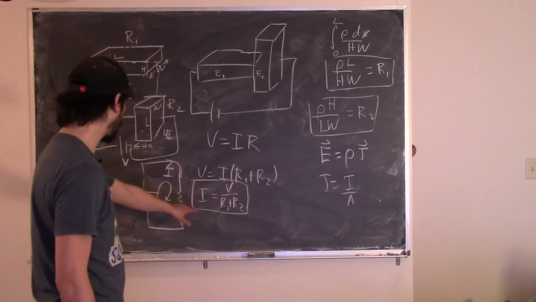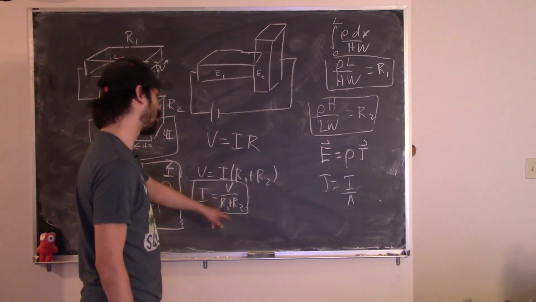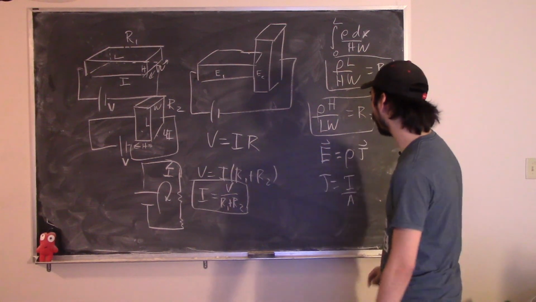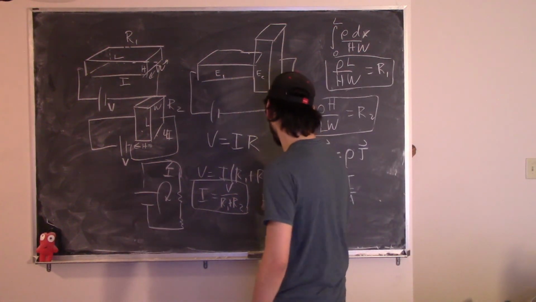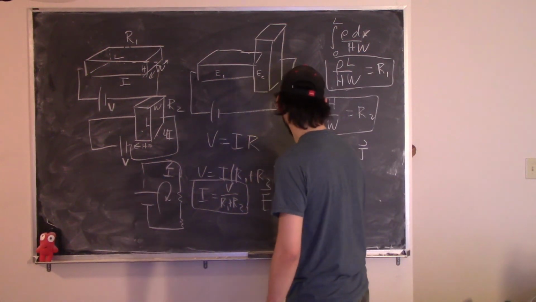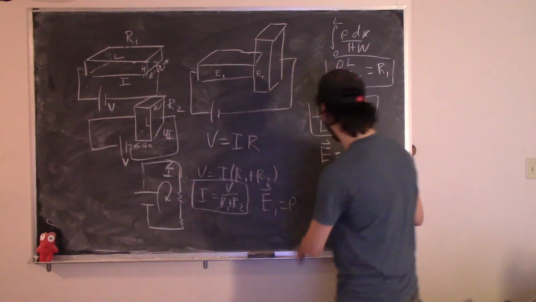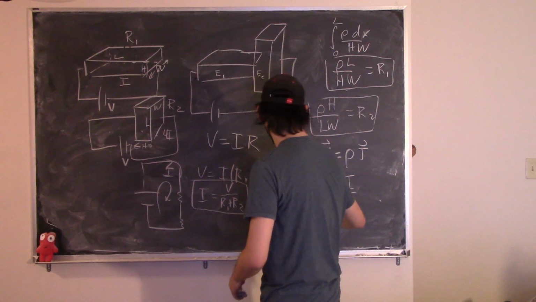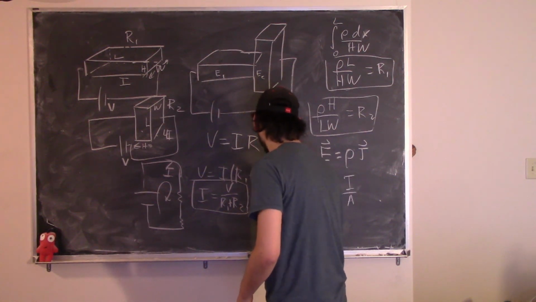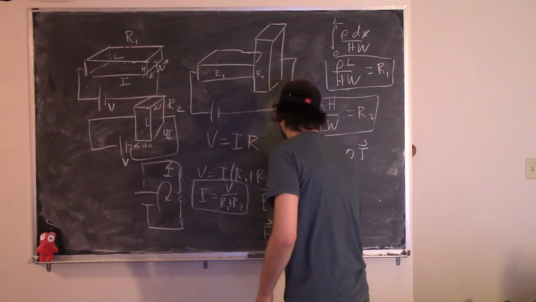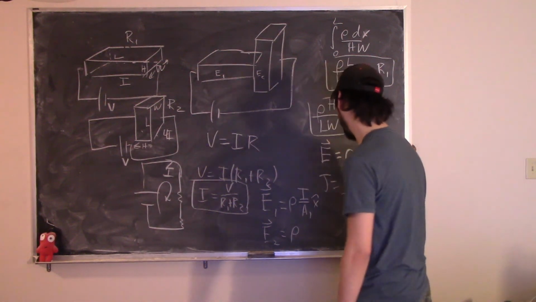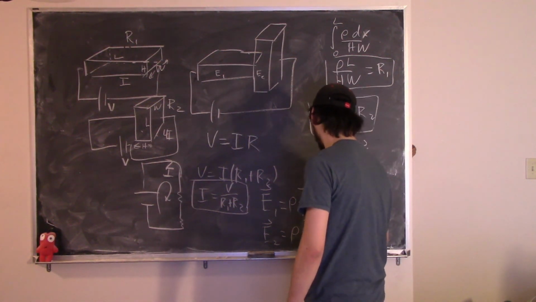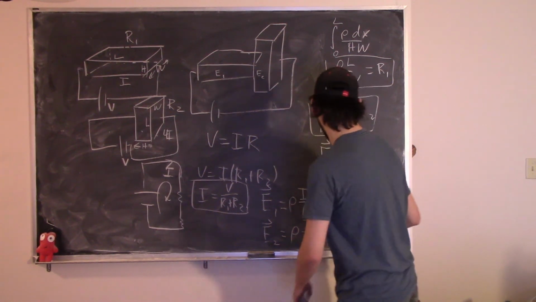I is equal to V divided by R1 plus R2. And so to find what each individual electric field is, E1 is going to be equal to rho J1, which is going to be I divided by A1. And E2 is going to be rho times I divided by A2.